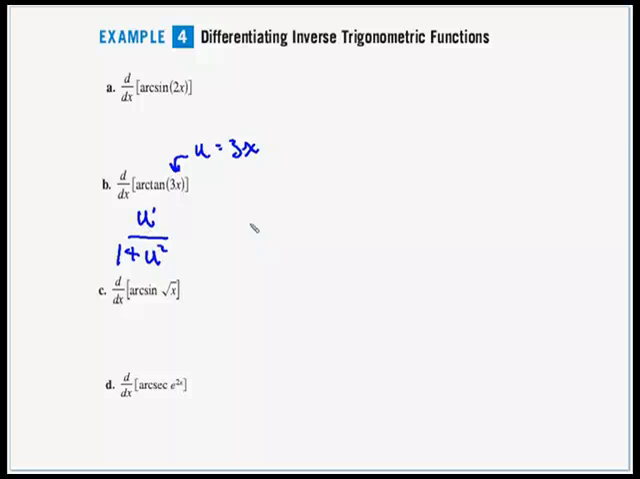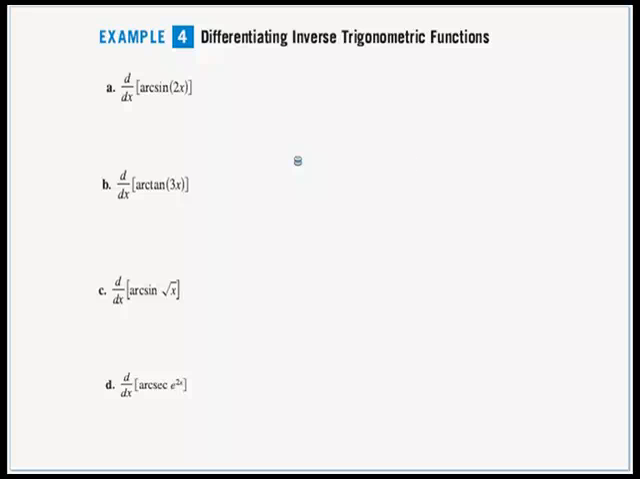So our numerator is u prime. The derivative of 3x is 3. And then in our denominator, we just have 1 plus whatever u is, quantity squared. Again, that was 3x. So we can simplify that, 3x quantity squared, and make it 9x squared. So there's our derivative of the arctan of 3x.